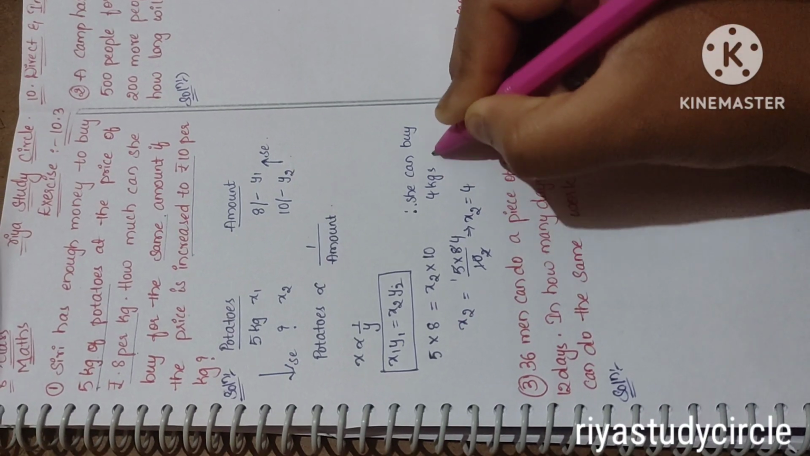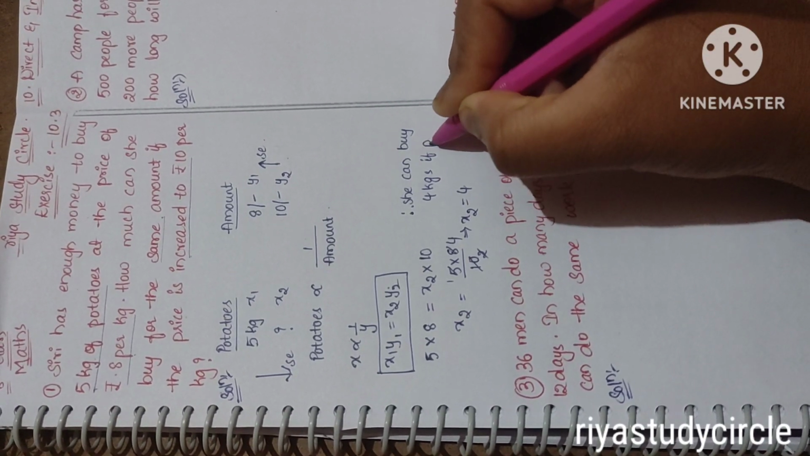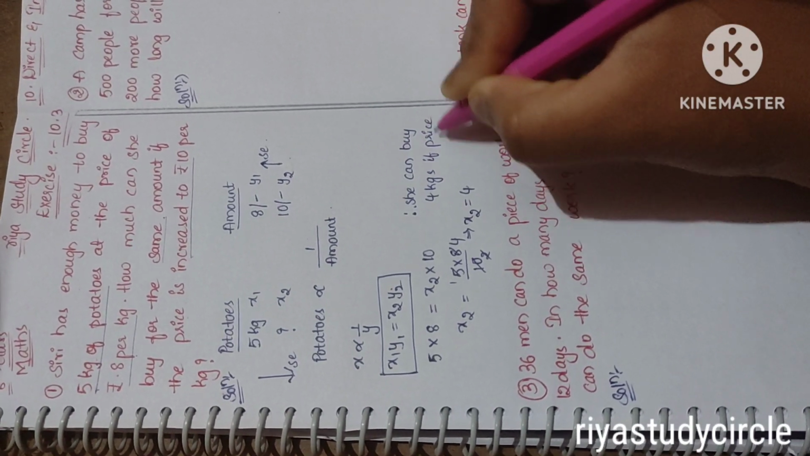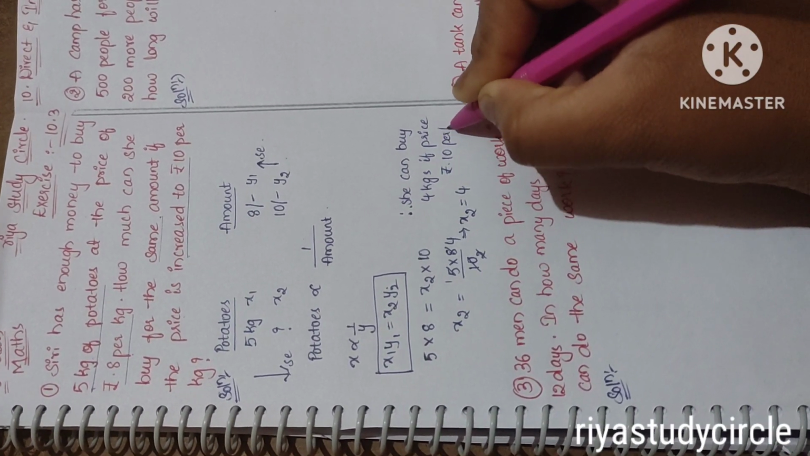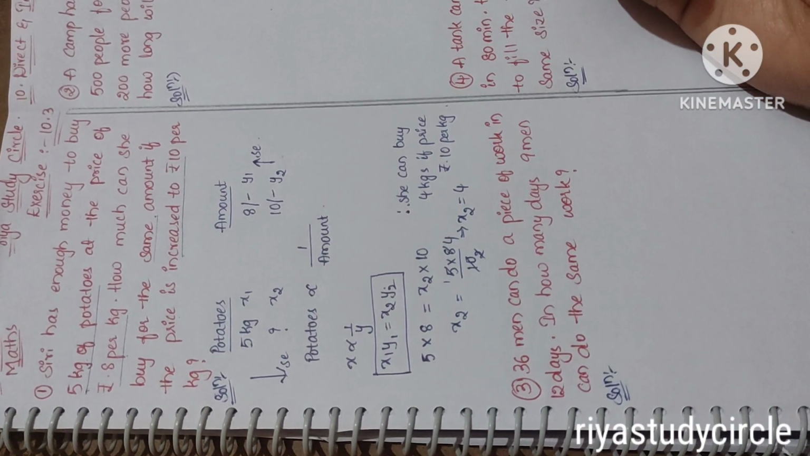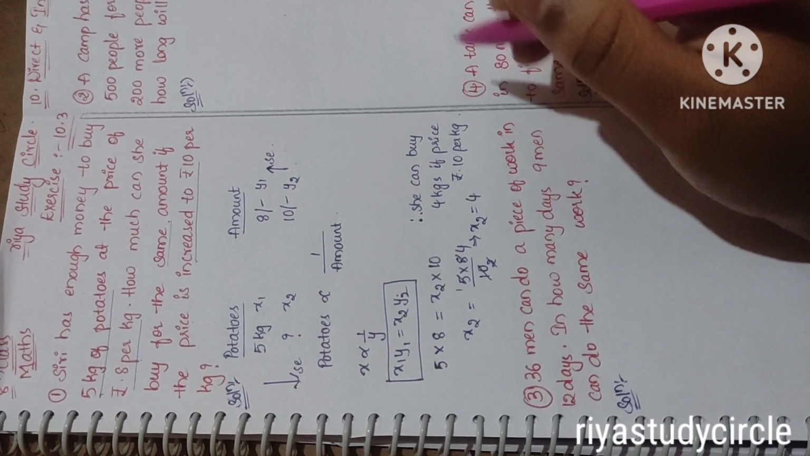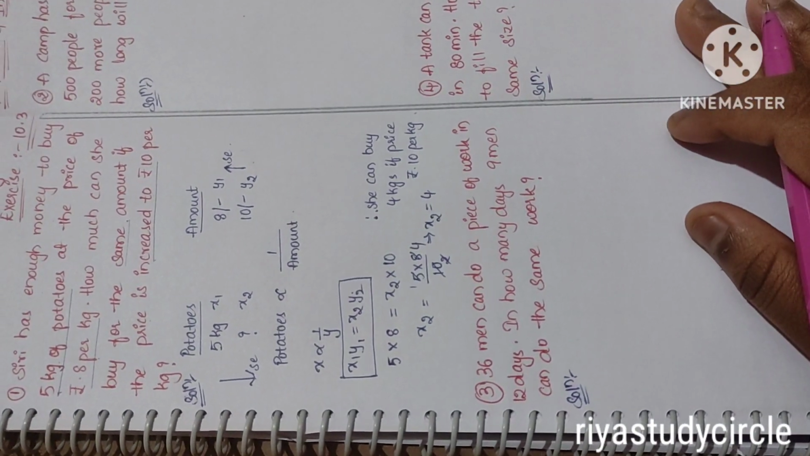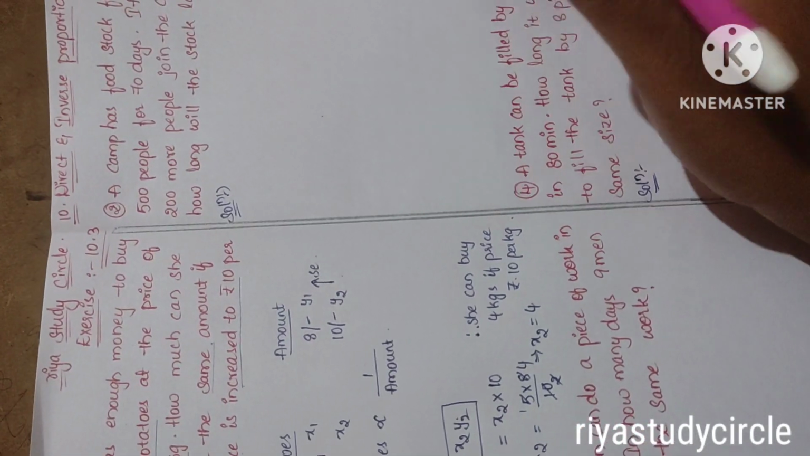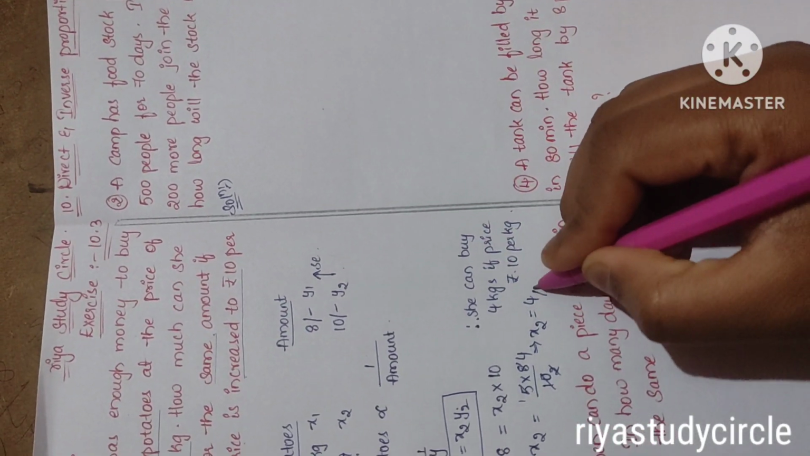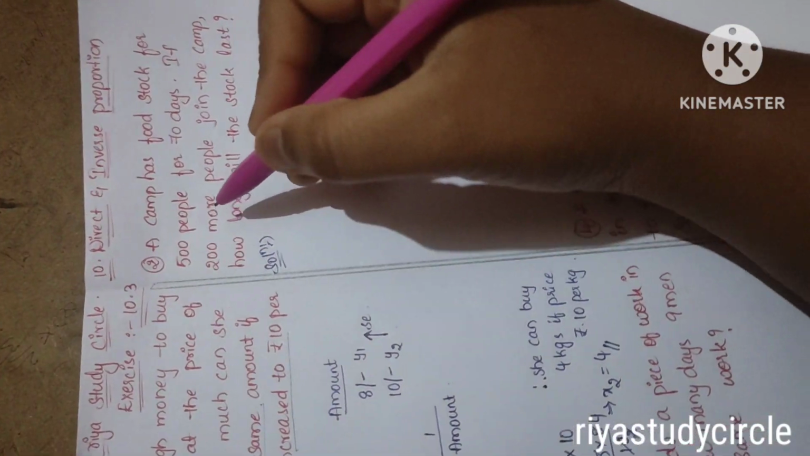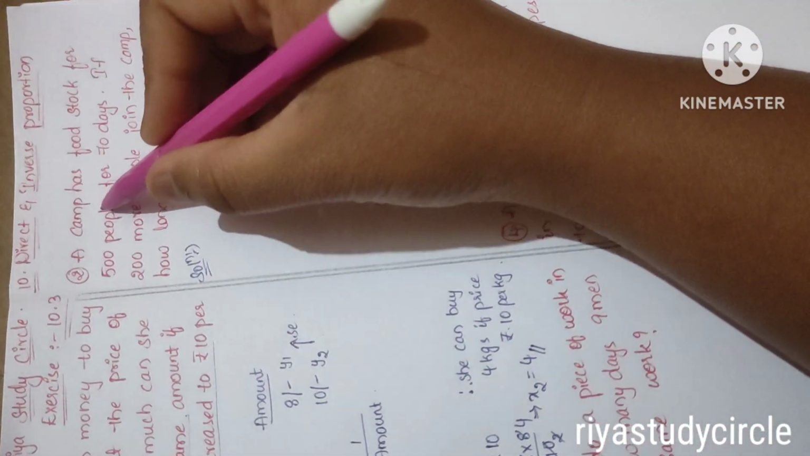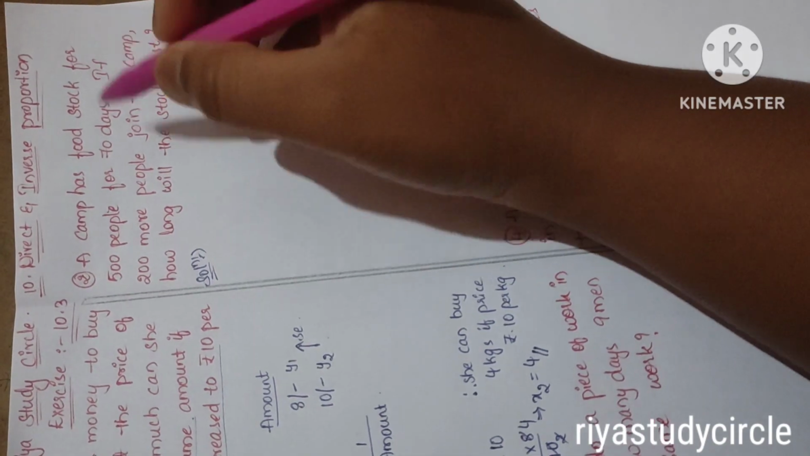If you have any doubt in our problem, you can also cross check. 5 kgs she can buy if the price is 8 rupees per kg. 5 8s are 40. So she has 40 rupees in her hand. Now check: 4 kgs she can buy if the price is 10 rupees per kg. So 4 10s are 40. With the same amount she can buy 4 kgs. This is our answer. Now see the second question.